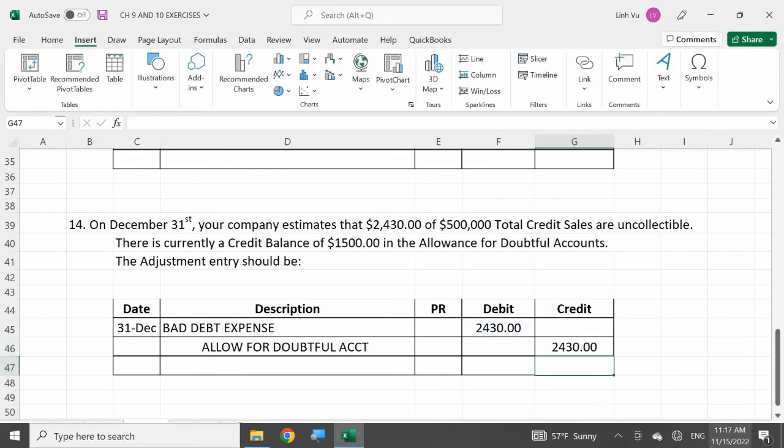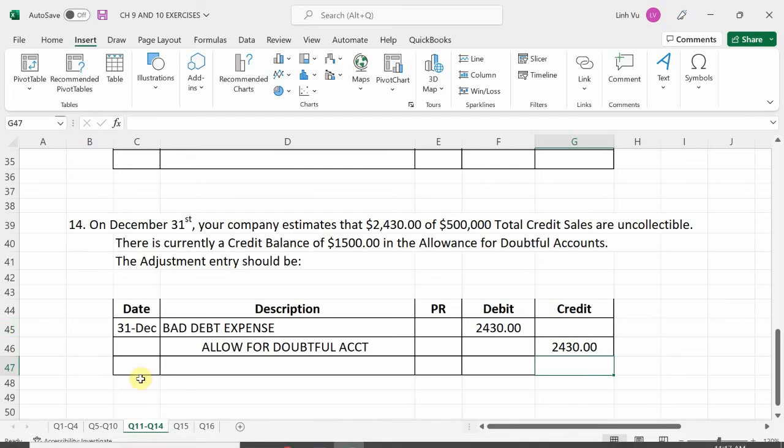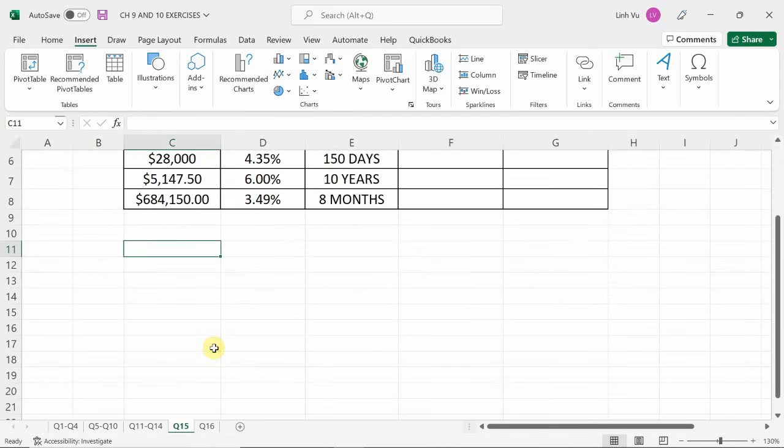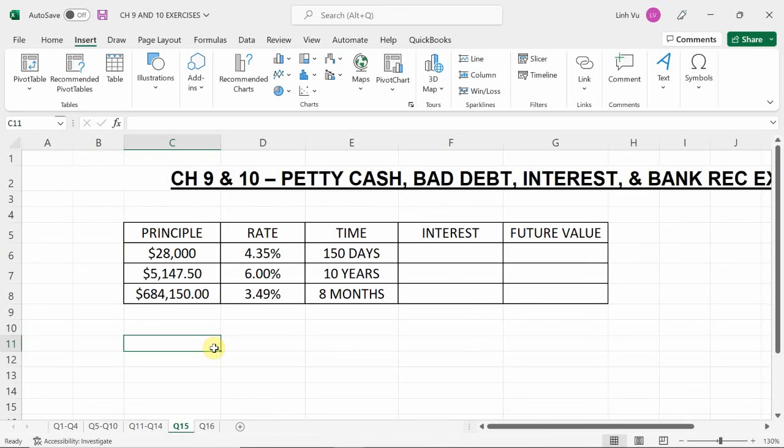Okay? And that is it for the practice of journalizing your writing off the bad debt at the end of the year. Okay? So here we are. Next section, which is 10.2. Okay? In 10.2, we took a look at interest.